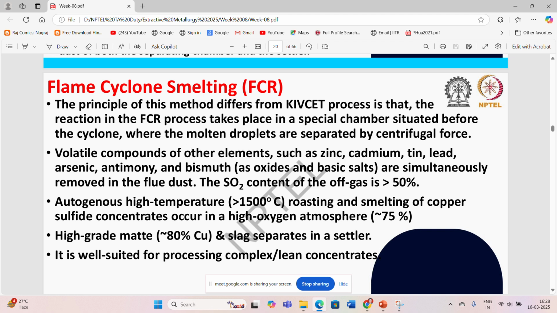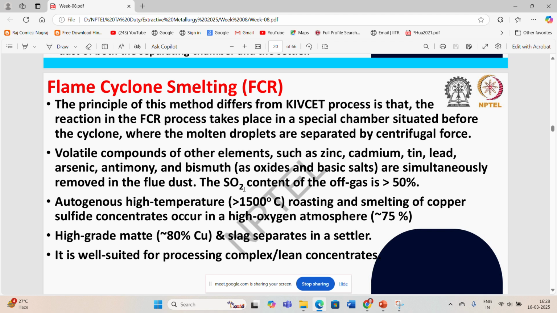Then coming to the flame cyclone smelting process, the principle of this method differs from the KIVCET process in that the reaction takes place in a special chamber situated before the cyclone, where the molten droplets are separated by centrifugal forces. Volatile compounds of other elements such as zinc, cadmium, tin, lead, arsenic, antimony, and bismuth, which are generally present as impurities in the copper ore, are simultaneously removed as oxides and basic salts in the flue dust, and that flue dust can be further recycled to recover these elements by economical processes.